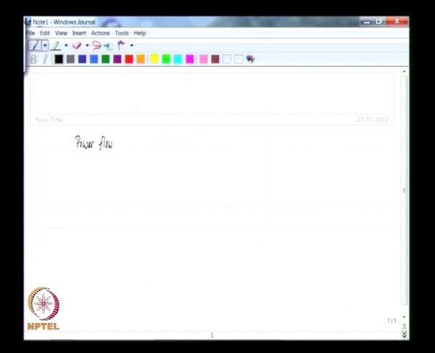So we are looking at steady state analysis of synchronous machines. We are specifically looking at the salient pole machine with the understanding that the cylindrical rotor machine performance can be easily obtained by setting xd equal to xq.